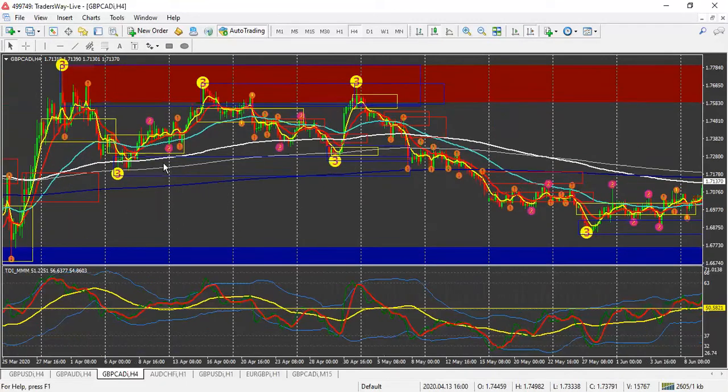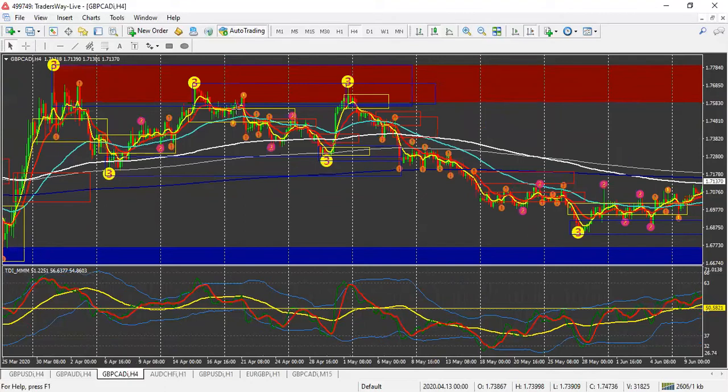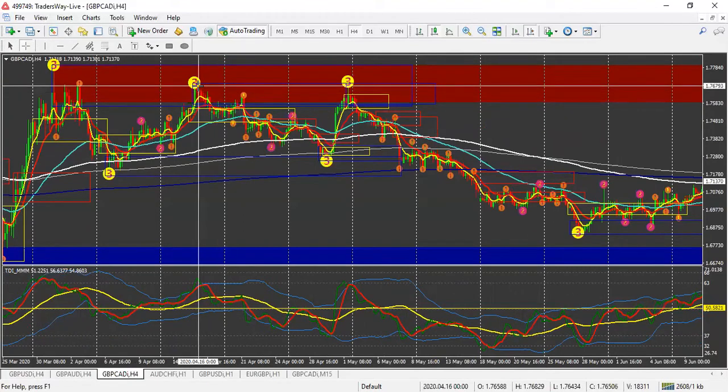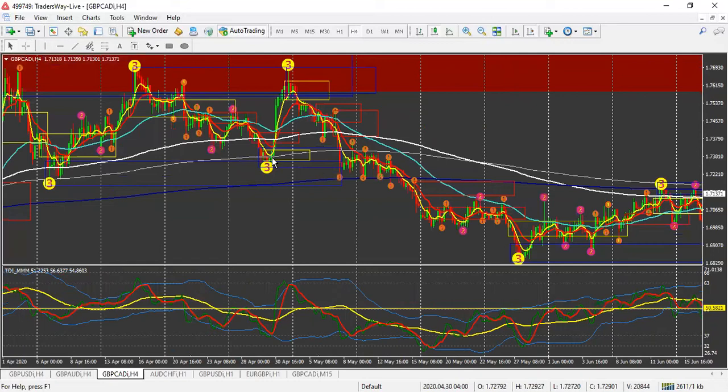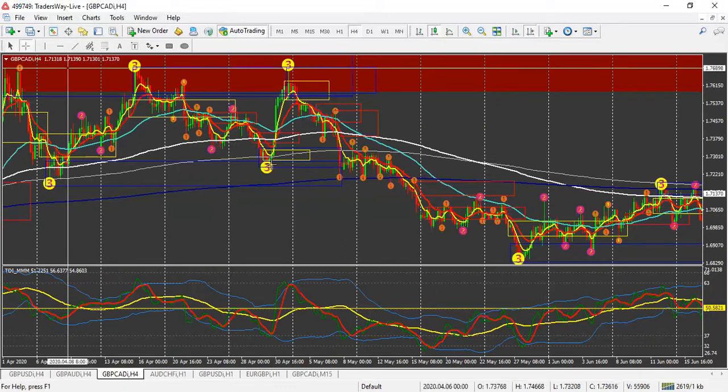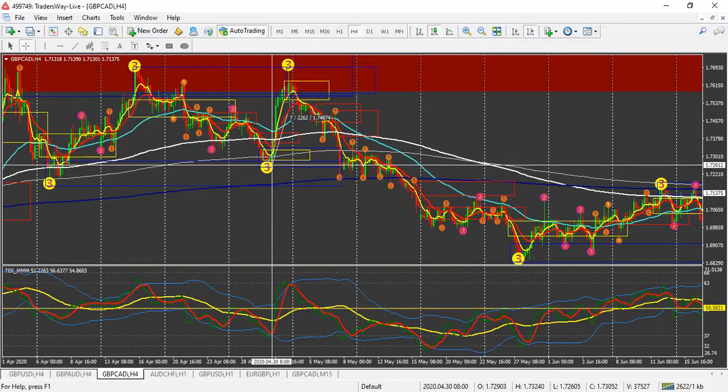Now you got another source right here. So if you sell off of this source, your target would be what? Your next source. That's about 400 pips. Now, if you buy from here, your next target is what? Your previous source. That's about 300 pips.